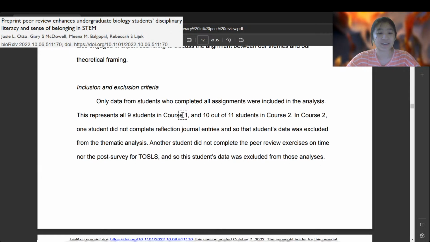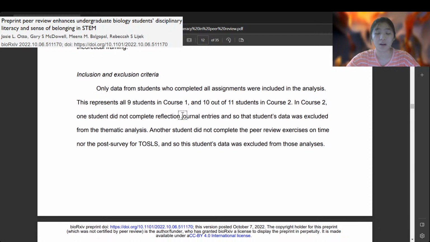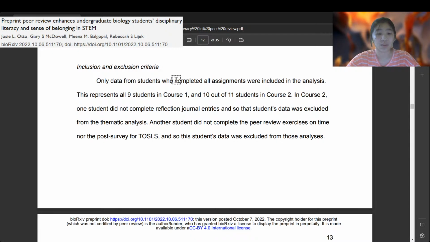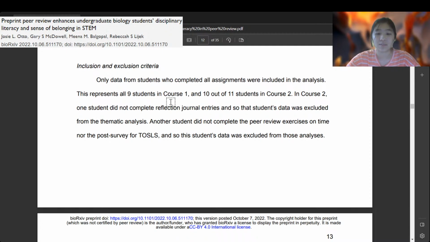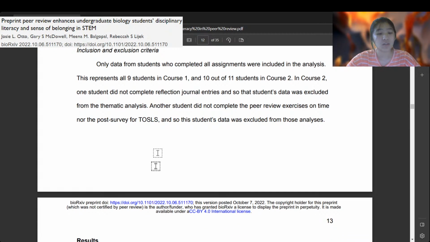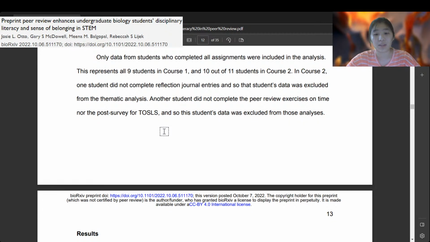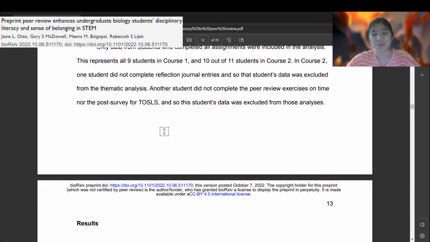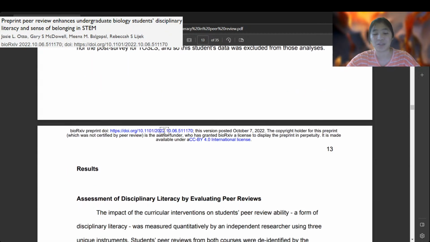Inclusion and exclusion criteria. Only data from students who completed all assignments were included in the analysis. So this represents all 9 students in course 1, which was the multi-week course, and 10 out of 11 students in course 2, which was the vaccine-specific workshop. In course 2, 1 student did not complete reflection journal entries, and so that student's data was excluded from the thematic analysis. Another student did not complete the peer review exercises on time, nor the post-survey for TOSLs, and so this student's data was also excluded from those analyses.